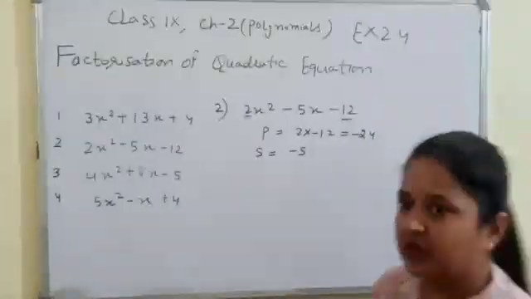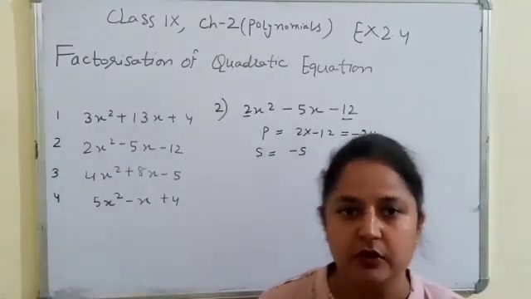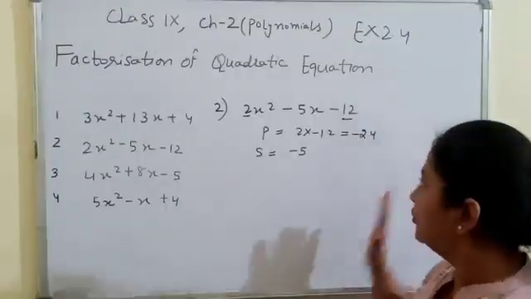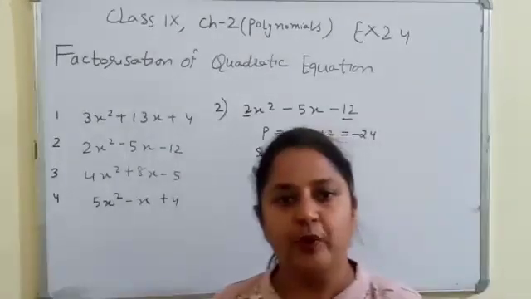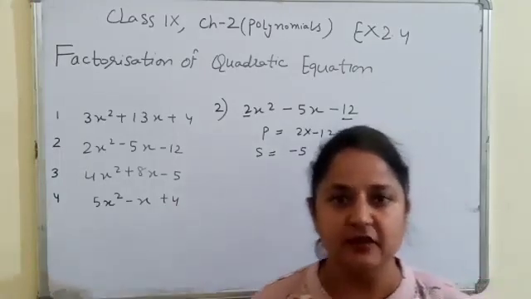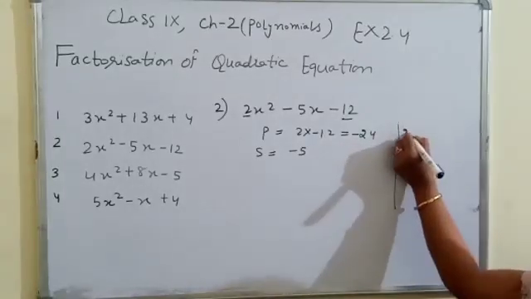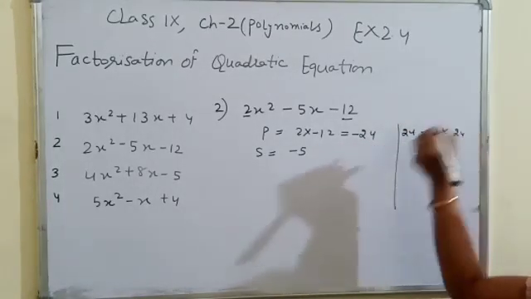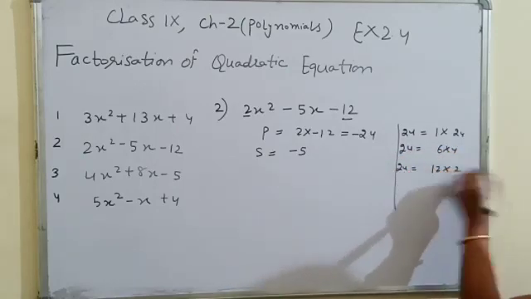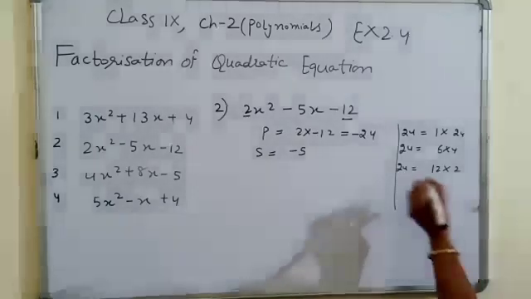It means we have to figure out 2 factors of 24 so that their sum should be equal to minus 5. Their product is minus 24. We have to figure out the 2 factors whose product is minus 24, and when we do the sum of these two factors, it should be minus 5. So firstly let's check 24 is the multiple of which numbers? 1 into 24, 6 and 4, 12 into 2, and is anyone left here? 8 threes are 24.